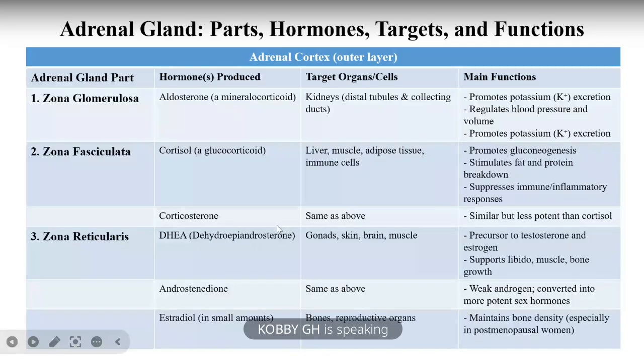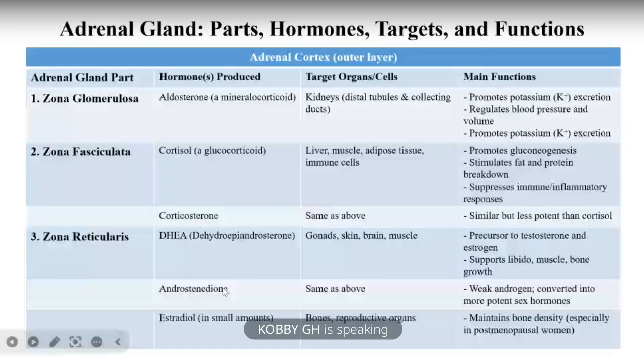dihydroepiandrosterone. Okay, great. And these sex hormones are responsible for your sexual function, like production of sex hormones like the testosterone, libido, your muscle growth, your bone growth, and all of that. These hormones are responsible for that. If your muscles have to grow, if your bones have to grow, your sexual libido and all of that is controlled by these sex hormones.